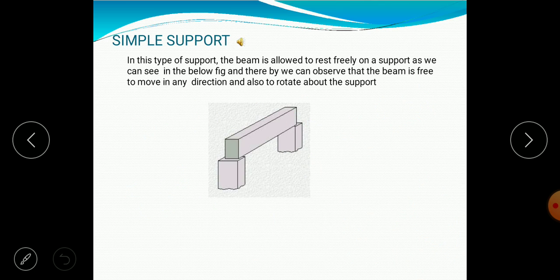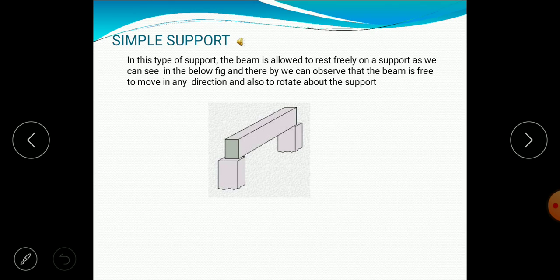Let us discuss simple support. Simple support is nothing but a support provided at either end of the beam. Here this member is a horizontal beam and these two are the supports provided at the ends. So it is restrained only in the vertical direction by providing a support.